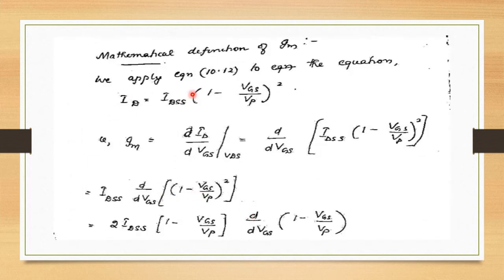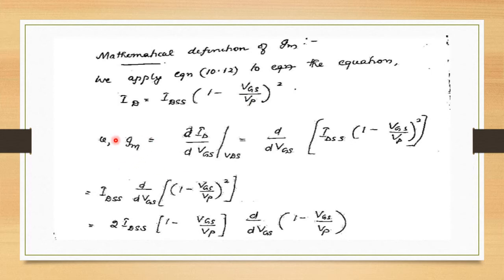Now, what is the mathematical definition of gm? Equation 10.12 is the definition for gm: ∂ID by ∂VGS at a constant VDS. When we apply that equation to ID equal to IDSS into (1 minus VGS by VP) whole squared, a relation we have already learnt, also called the Shockley equation, ID is equal to IDSS into (1 minus VGS by VP) whole squared.